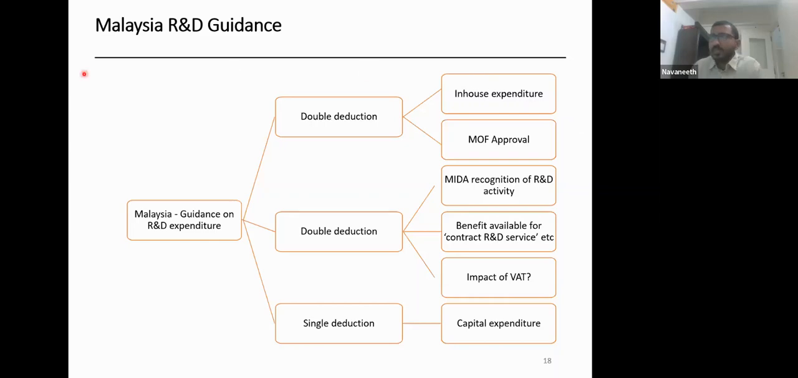Malaysia has released updated guidance on R&D. The reason I picked this is that it is in some sense similar to what you would see, and you are familiar with the treatment in India.